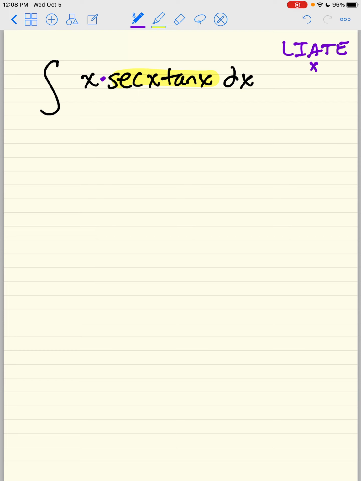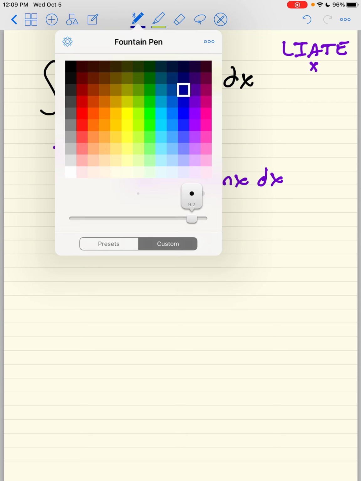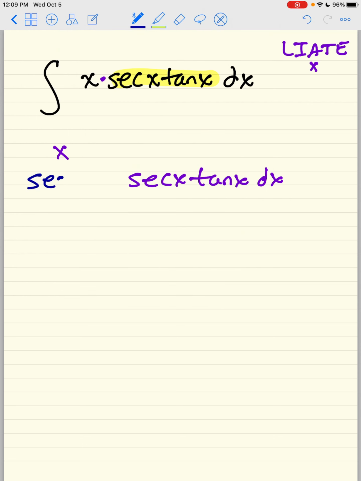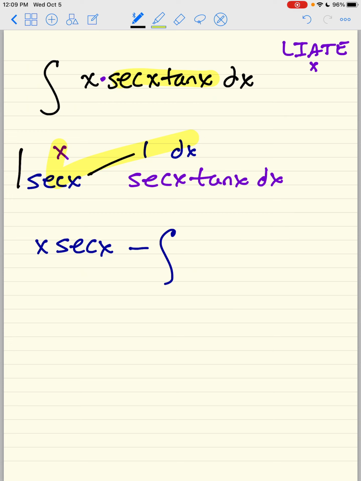Algebra is the x, trig is secant x tan x. Because algebra comes before trig, let's put that there, and then we can put trig here. So now, who gives me secant x tan x? It's secant x. And who gives me x? 1. Sorry, the derivative of x is 1, the integral of secant x tan x is secant x. Now you're going to make your check, and you're going to be left with x secant x minus the integral, right? So we're going to go this times this minus the integral of this times this.